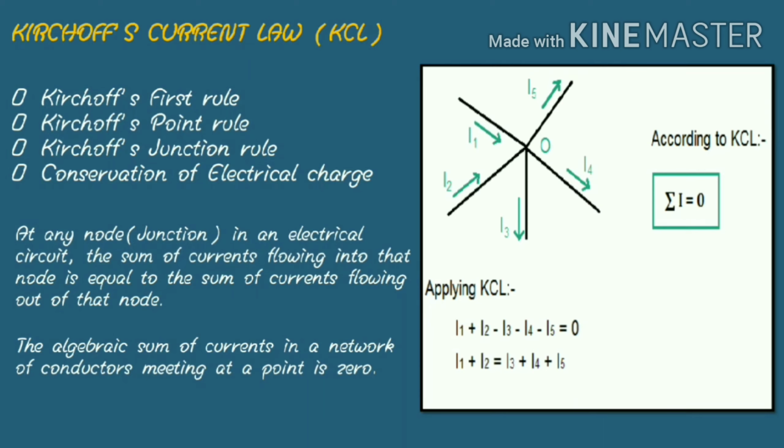You can see this picture. In this picture, you can see I1, I2. These two currents are entering a node, point O, and the other three currents I3, I4, I5 are leaving from that node. So applying KCL, we can reach our conclusion: I1 plus I2 will be equal to I3 plus I4 plus I5. And we can say that the summation of I will be equal to 0. Okay, so go to the next slide.